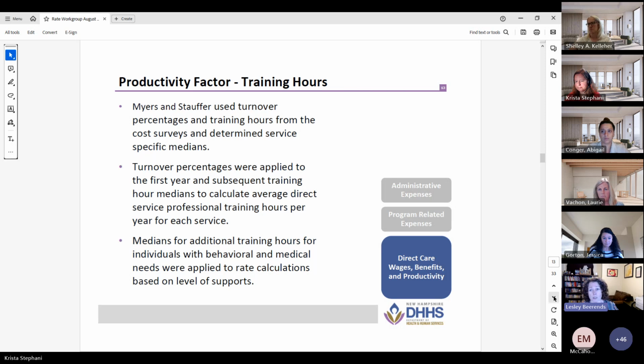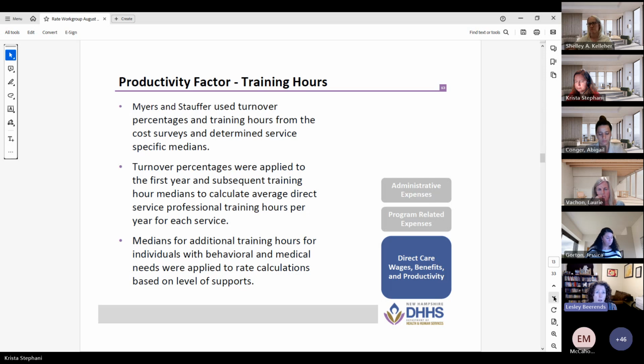As far as the training hours, we use turnover percentages and training hours from the cost surveys to determine service-specific medians. So these numbers are different depending on the service. The turnover percentages were applied. We had requested first year of employment training hours and subsequent year training hours on the cost surveys. So we took those, applied that turnover percentage to calculate an average training hours per year for each service.